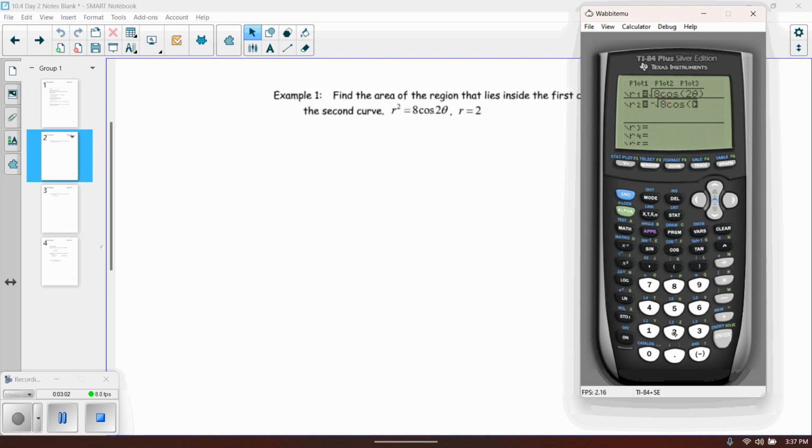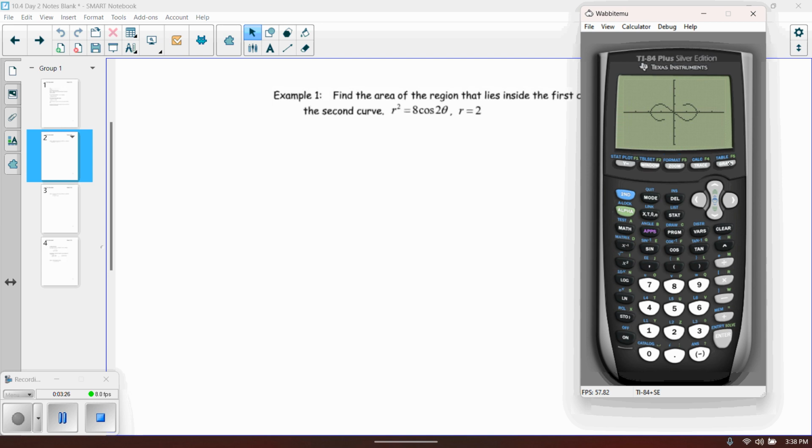There are other ways we could have entered that into the calculator. Could have just entered it as the negative of r1 if you know how to do that, which is great. So I'm just going to graph that first. I'm not even going to graph the r equals 2 part so we can see what this looks like. So I'm going to push graph so we can see what it looks like.